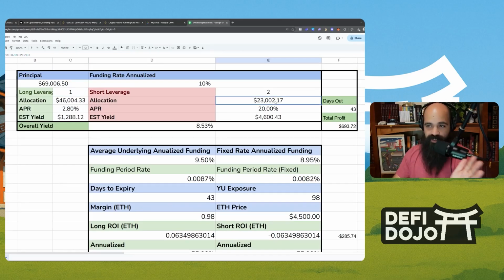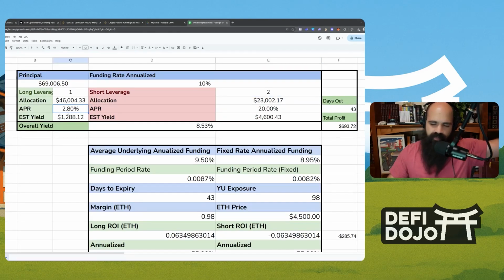Your short at 2x leverage will be 23K, but you are short 10 ETH, right? And so you need to hedge 10 ETH's worth of funding on the short. You're long, maybe you're getting the staking rate of 2.8%. You can leverage that if you want, but really let's just say it's 2.8%, right?